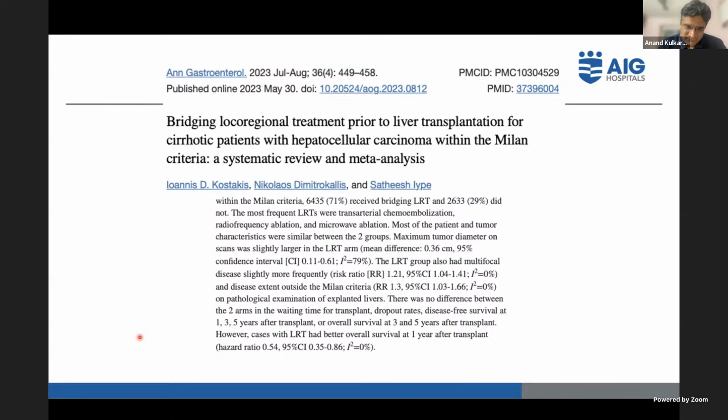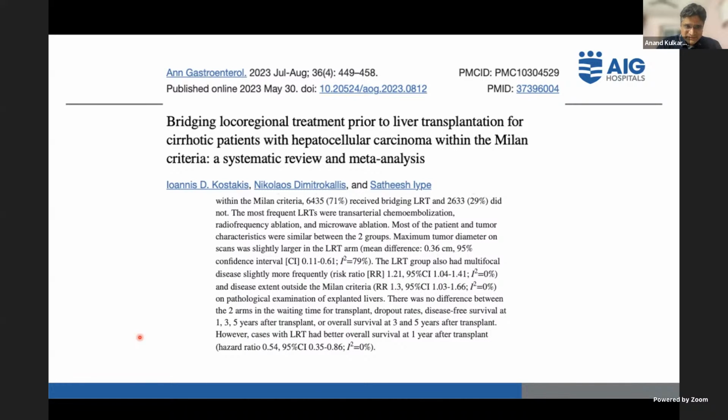But contradictory to what we have been noting, there are multiple studies in PubMed. We'll find many of them. The only one which I highlighted, the reason I highlighted it, was a large study from the European Liver Transplant Registry. And they also follow the EASL guidelines, where they say that Milan's criteria is the gold standard.